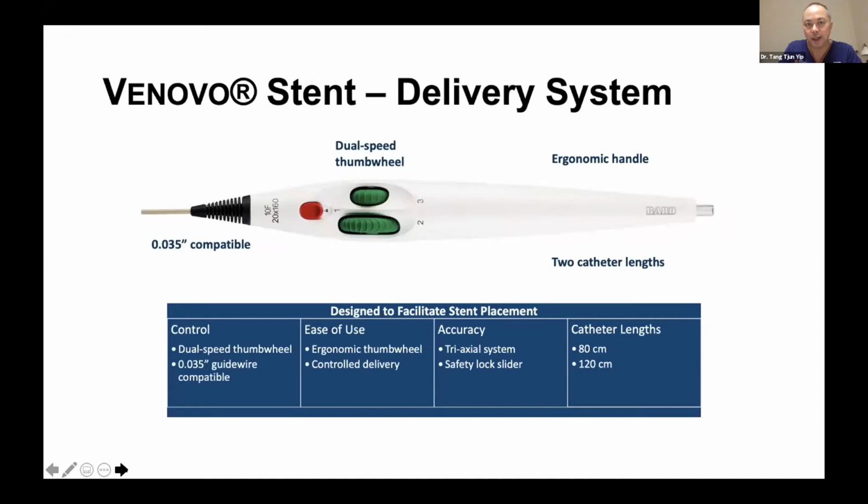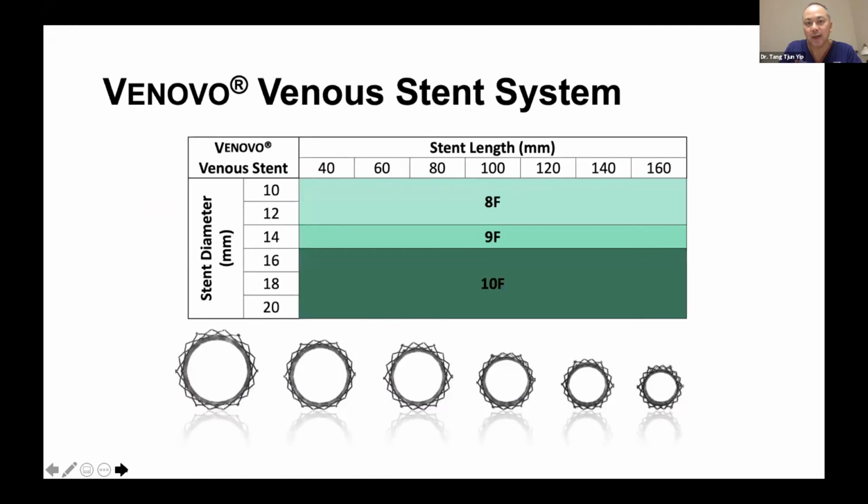On the delivery system, it's got a fast open wheel and a slow closing wheel. I typically push this through a 10 French sheath. And these are the diameters and the stent lengths that there are. So it's actually quite versatile. I do everything through a 10 French sheath through a mid-thigh puncture, so I don't need to change up or down, and obviously to accommodate the IVUS. And I do everything with IVUS.